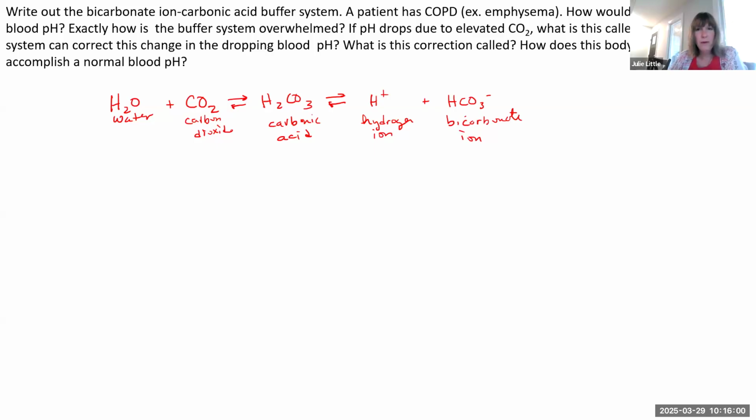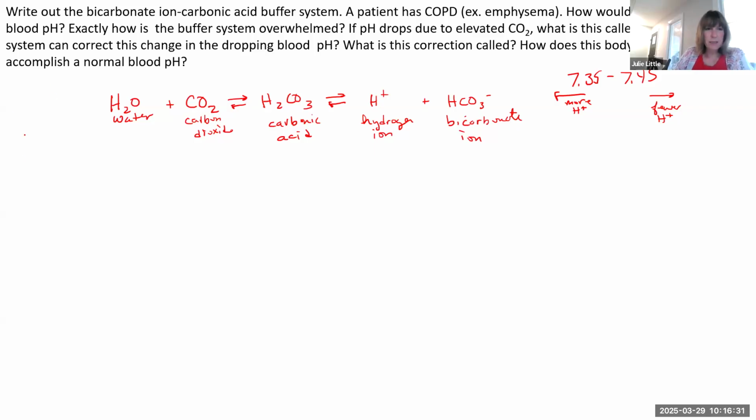Now, if a patient has COPD, how would that influence their blood pH? So blood pH, remember, is supposed to be between 7.35 and 7.45. If we get more hydrogen ions added to our blood, our pH can fall. And if we get fewer hydrogen ions, then our blood pH can increase.